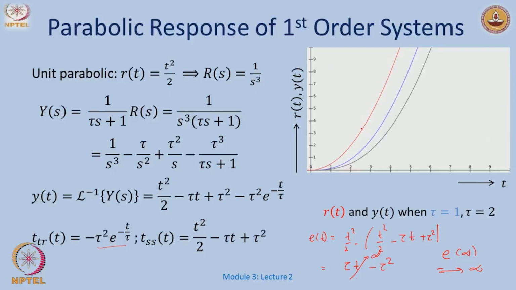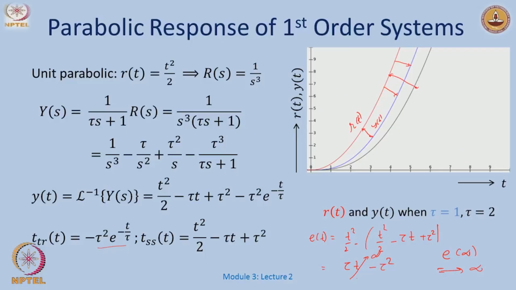If you see the distance between these two, this is my actual reference signal and this is my y of t. As I go to infinity, this distance will keep on increasing, and if you keep plotting this forever, you will see that the distance becomes unbounded. Similarly here, with a different time constant of tau equal to 2.